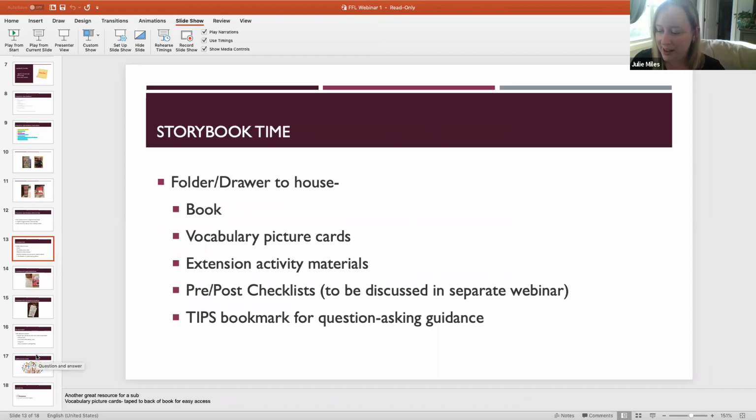Again, with storybook time, you're going to want some sort of folder or drawer to house it because you're going to have the book that you're reading. You're going to have vocabulary picture cards. You're going to have extension activity materials, which is something that you might be doing on Thursday or Friday, and then pre and post checklist. And one of our webinars we're going to do is going to be on assessing, collecting data and assessments. So we'll talk about that in depth later. And then the tip is to have the bookmark for question asking guidance.